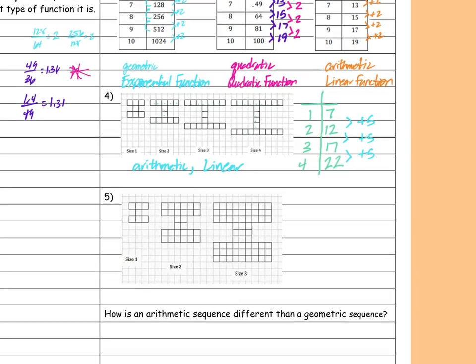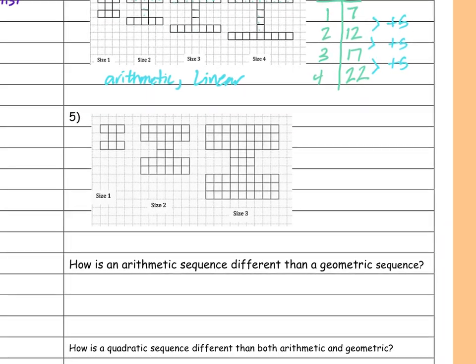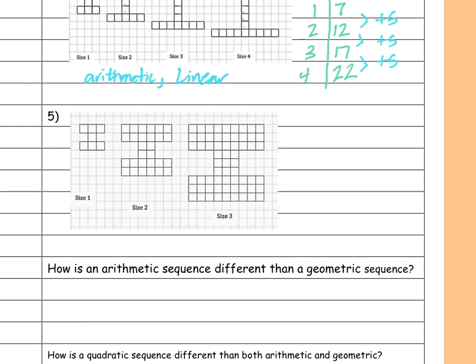Okay, so this one only has 3. Whew. I hope we can figure it out with only 3. Let's see if we can do that. Okay. So we've got size 1, size 2, and size 3. We've got a lot more numbers to count here. We might have to figure out how many are in size 4 if we can. So let's see if we can figure this out.